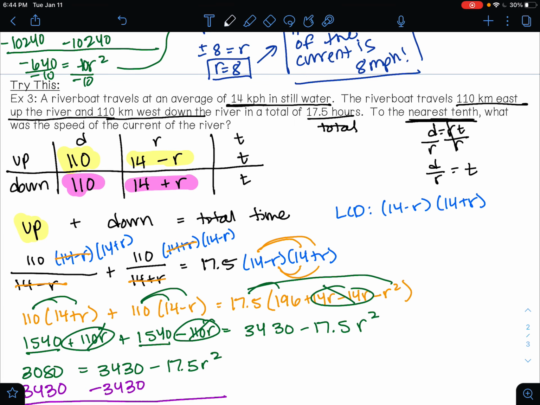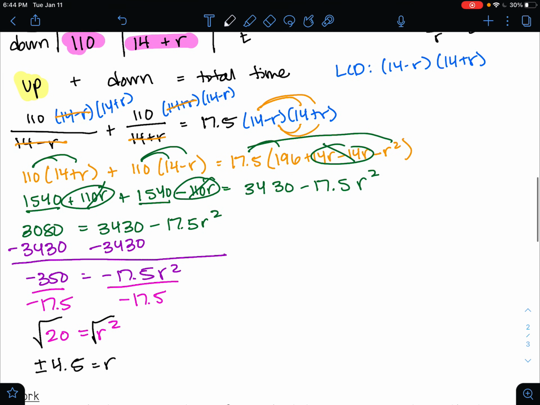Now, they tell us in the problem to round to the nearest tenth. Tenth is 1 decimal spot. So let's think about our answer. Plus or minus. Can the rate of your current be positive? Yes. Can the rate of your current be negative? No. So R is equal to 4.5. So that means that the rate of the current is 4.5 kilometers per hour.